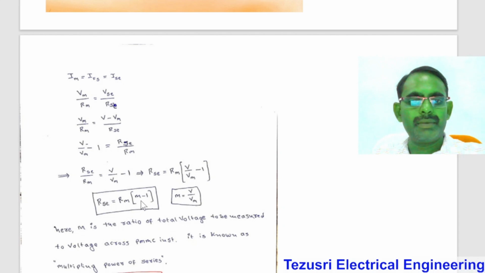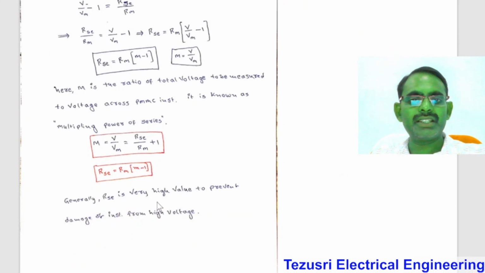Here M is nothing but multiplying power of the series. Here M is nothing but V by Vm. V is nothing but the voltage to be measured by basic voltage range of the basic instrument, and also equal to series resistance by basic meter resistance plus 1. Here series resistance is a very high value to prevent the damage of the instrument from high voltages.